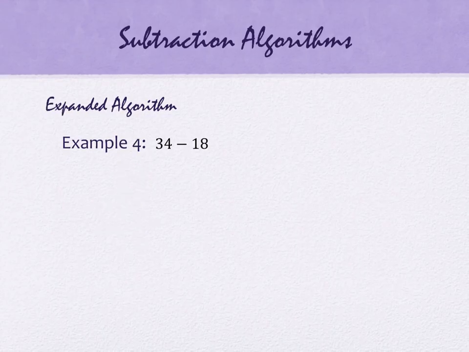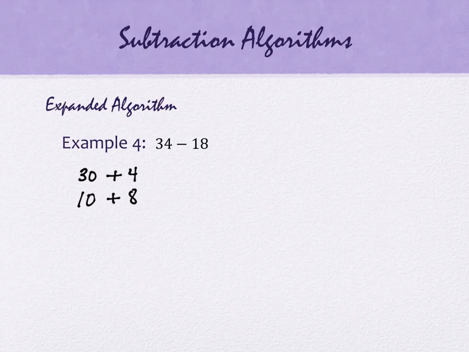Kind of a bridging between these two is called the expanded algorithm. So these 3 so far have all been things we've seen before. So we take the 34 and we write it as 30 plus 4. And we take our 18 and write it as 10 plus 8. Okay, so we're breaking it apart into its components by place value. And I'm supposed to be subtracting, which means I'm going to do a minus here and a minus here.